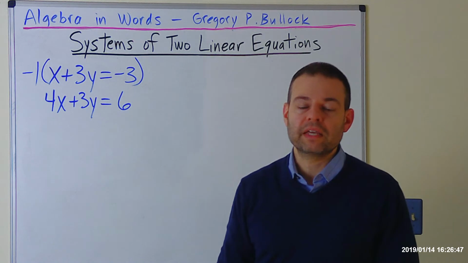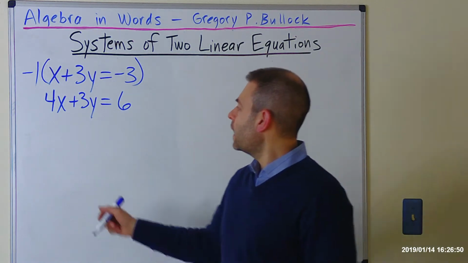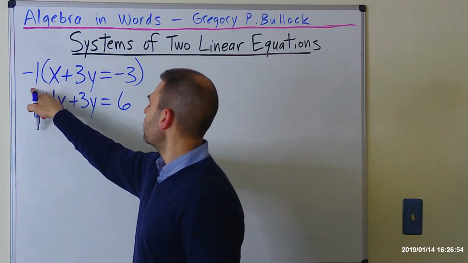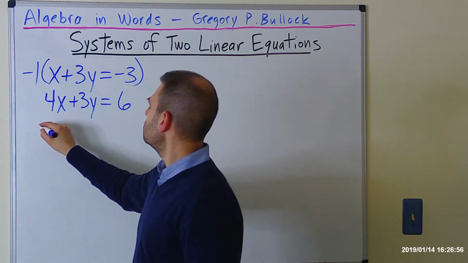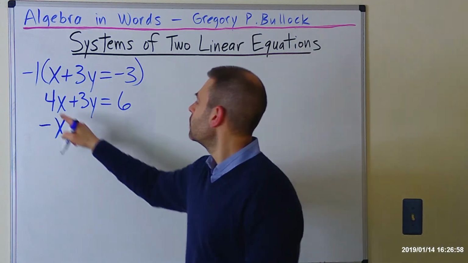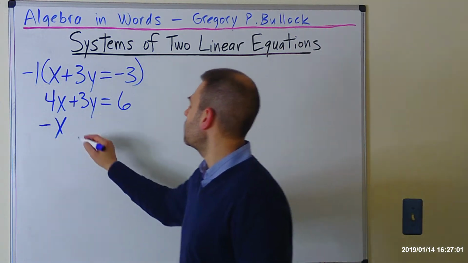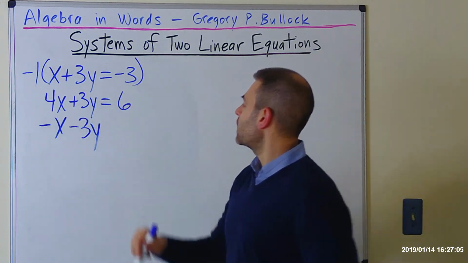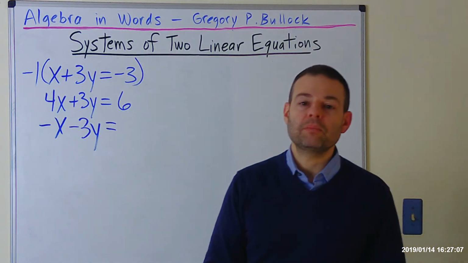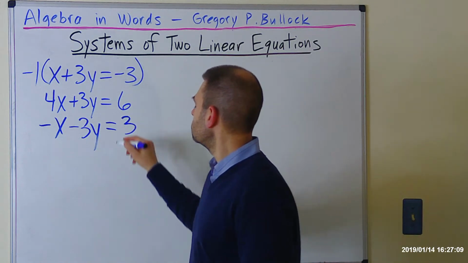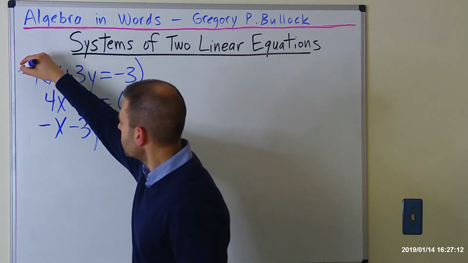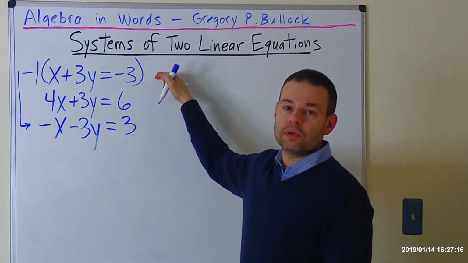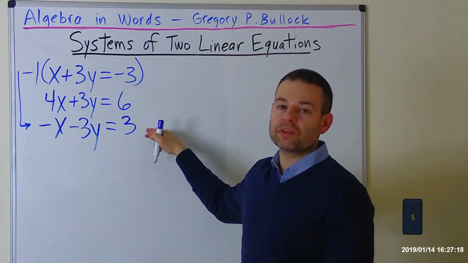through by negative 1, and I'm going to write what that is converted right here. So negative 1 times x is negative x. Negative 1 times 3y is now going to be negative 3y. Negative 1 times negative 3 is now going to be positive 3. Okay, so the top equation multiplied through by negative 1 is now just rewritten here.